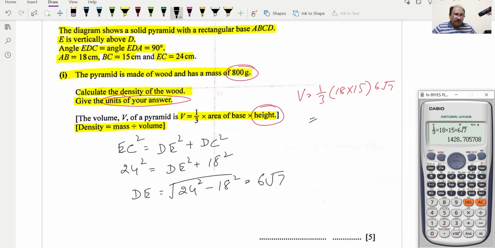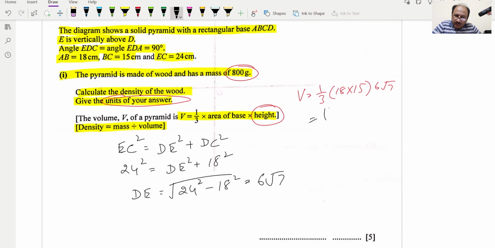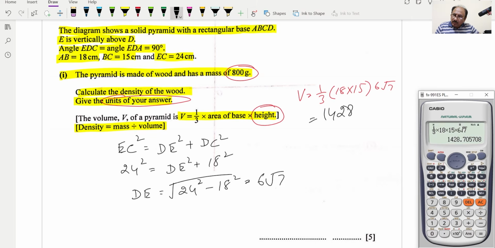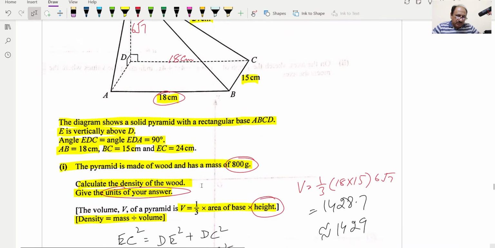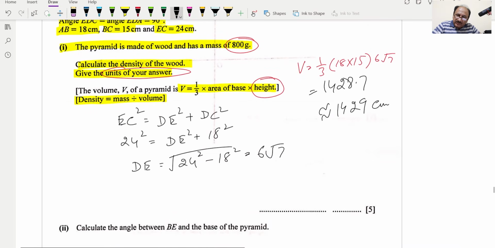This is 1428.7, so it's correct, or approximately we can write 1429, and the units will be what? Density we have to find. This is volume, so it will be in cubic, not meters, it's in centimeters I think. So yeah, centimeter cube. So we will write this one as centimeter cube.